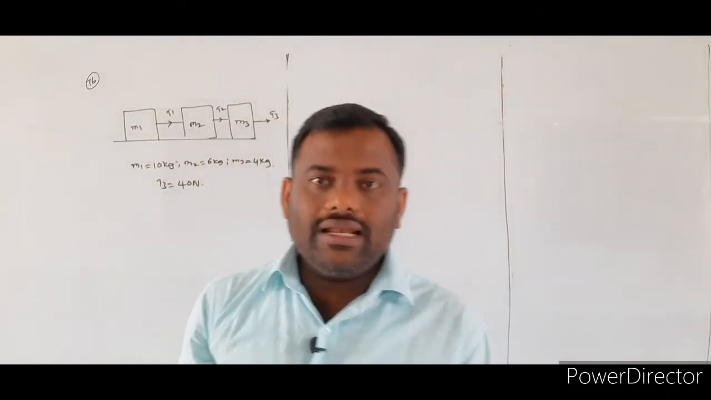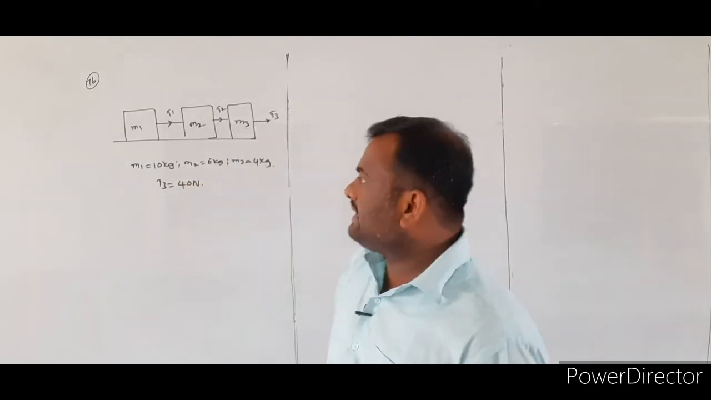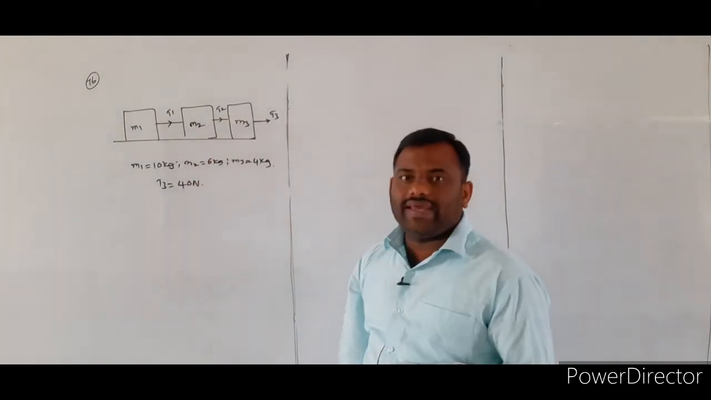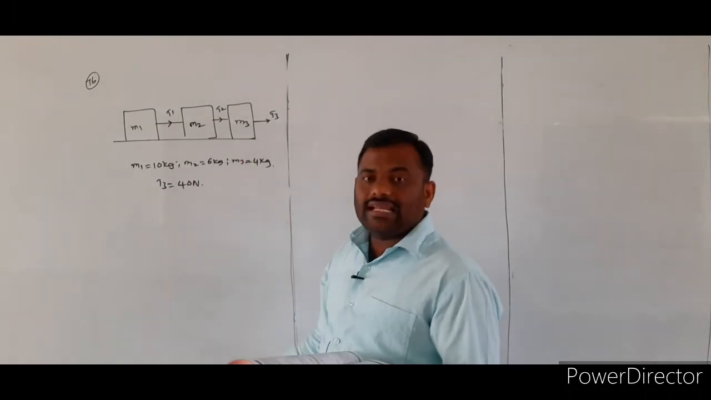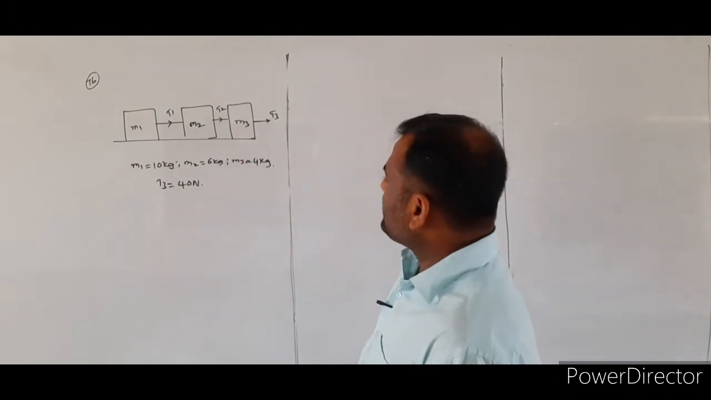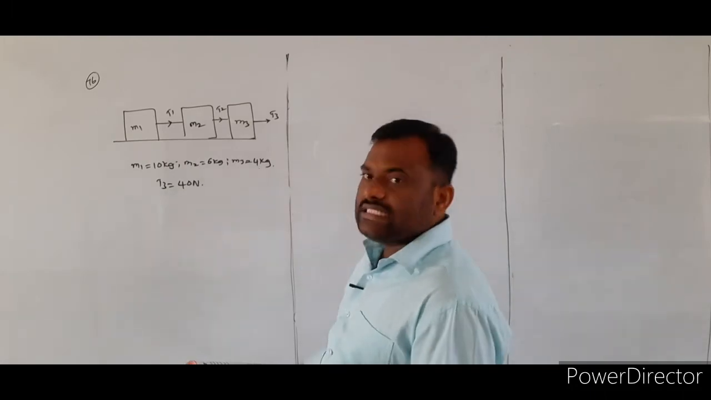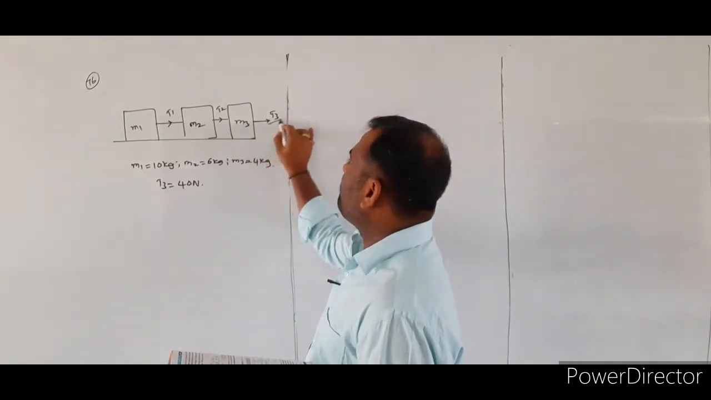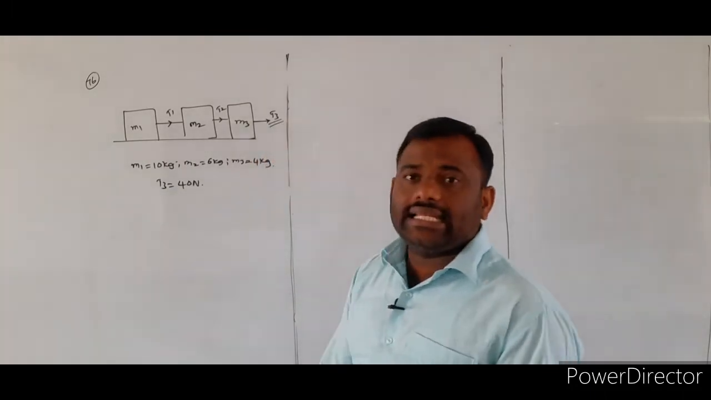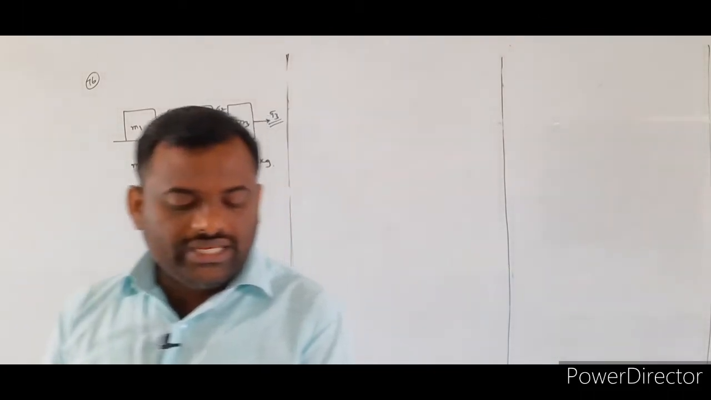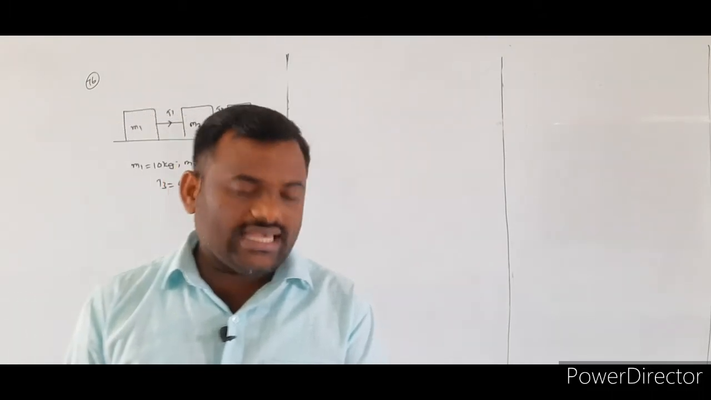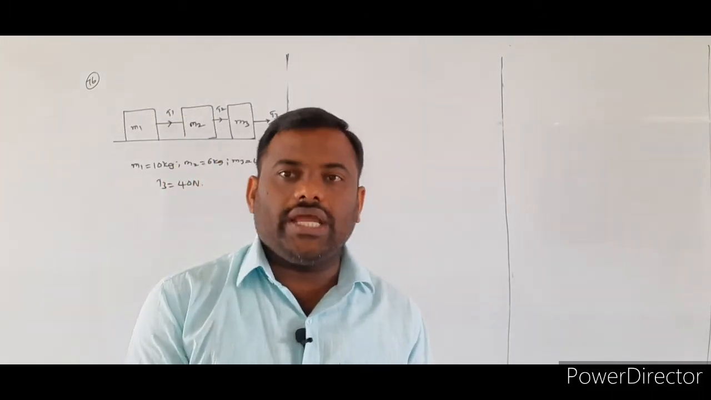Now see numerical number 76. In this numerical, three different blocks are given, connected with the help of strings, and their masses are 10 kg, 6 kg, 4 kg respectively. Here T3 is nothing but the pulling force. That value is 14 Newton. And what value are they asking? Find the value of the tension T2.